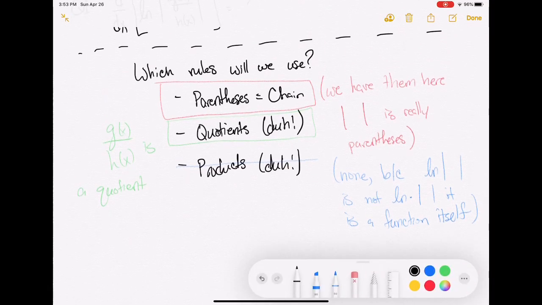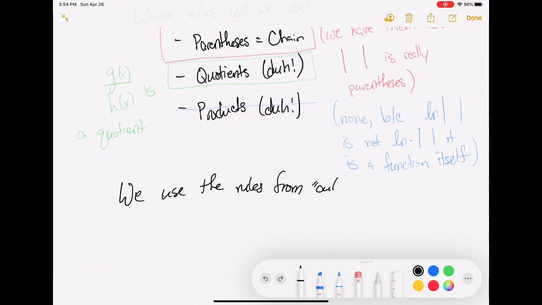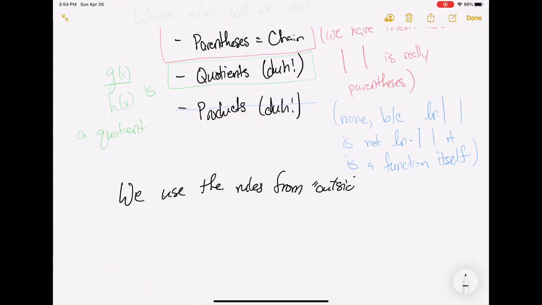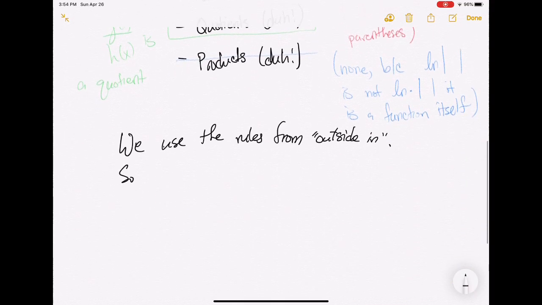And then another thing I'm going to mention here is we use the rules from outside in. Outside in. So in this case, what we run into first from the outside is the absolute value sign. So we have chain rule first. And then second is our quotient rule.